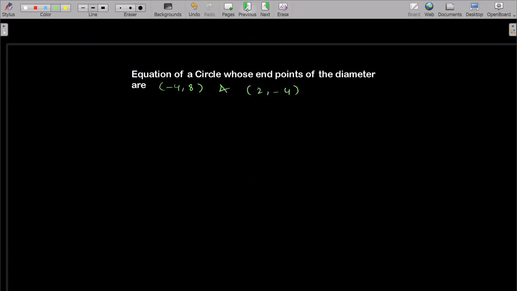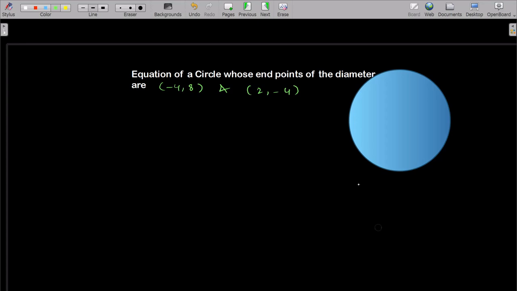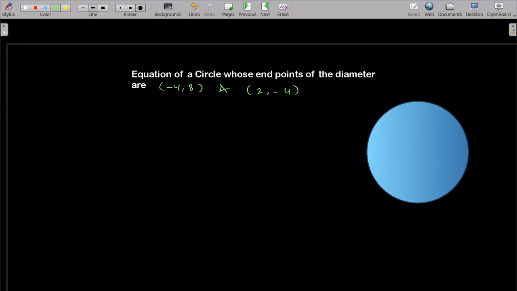That we have a circle. Let me draw a circle here. Okay, so we have this circle and it has a diameter. They have given us the coordinates of the endpoints of the diameter this time. So let's say that this point is negative 4 comma 8 and this point is 2 comma negative 4. This is all the information that we have. And we have to write the equation of a circle.